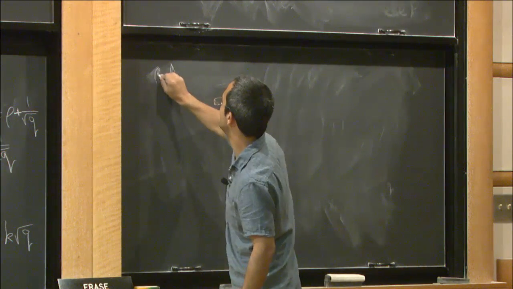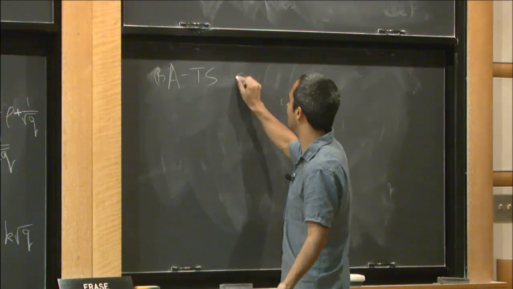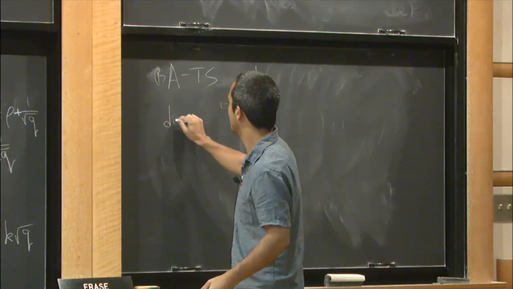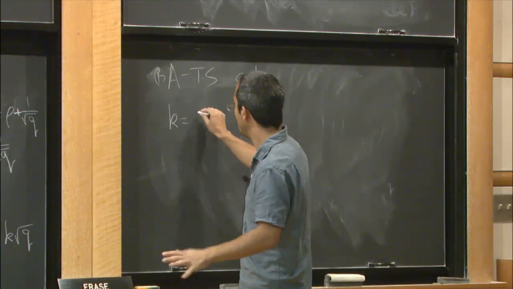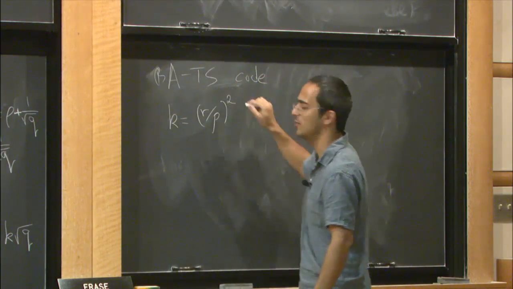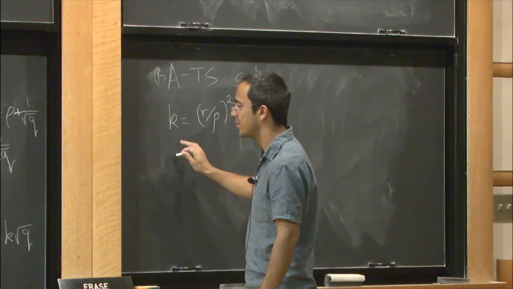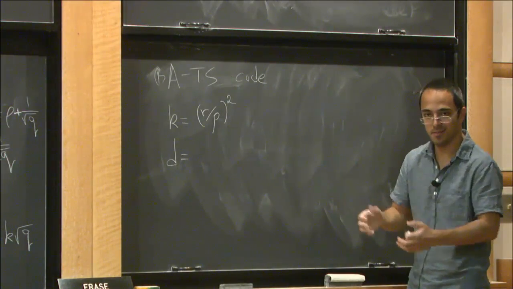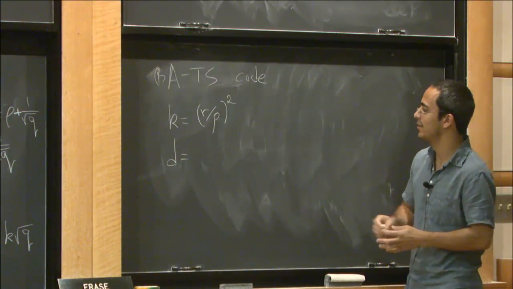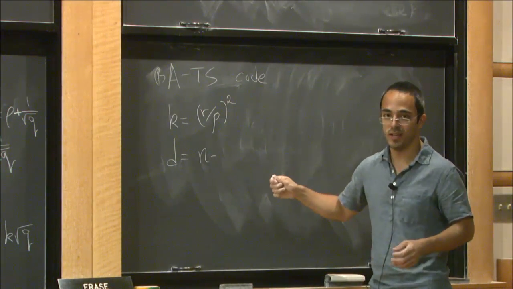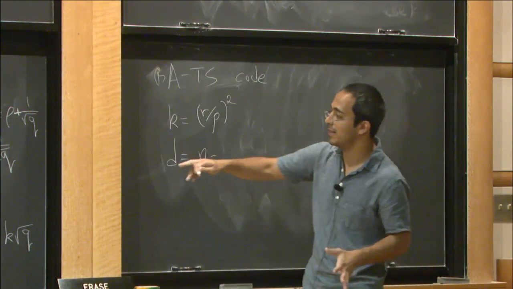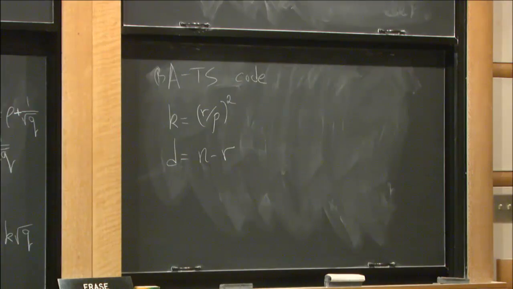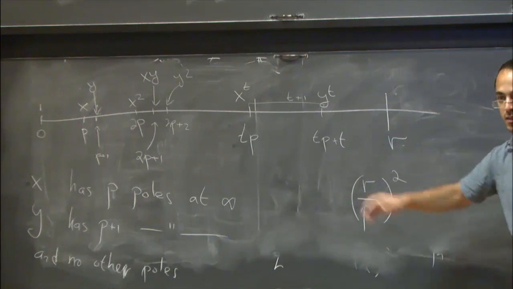This is the Avi Ben Oria and Tashma code. Well, it's a code, so let me just say the parameters of that code. So the dimension, we said it k, right? The dimension is something like r over p squared, up to constants, which we don't care about. And the degree, we said that the distance is at least n. I haven't said what n is so far, but n minus the degree. And the degree is r, right? Because if you take r times p infinity, its degree is just r.